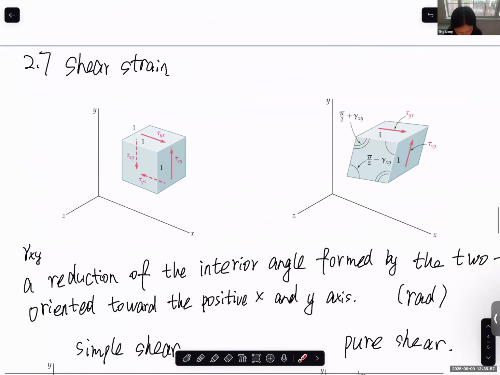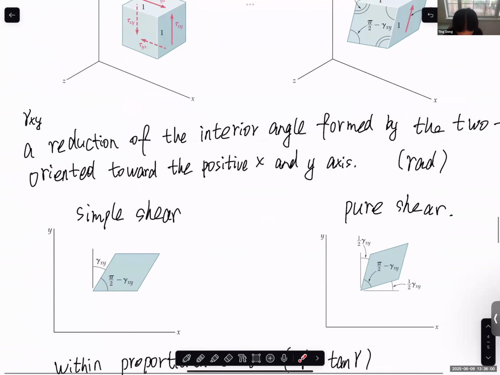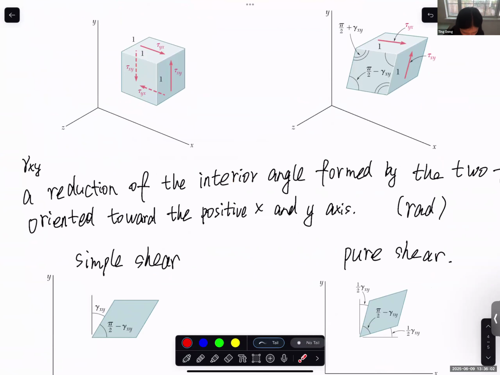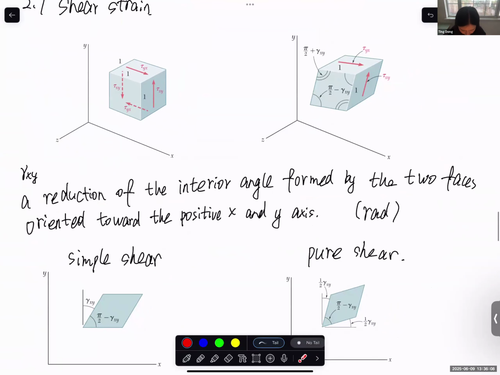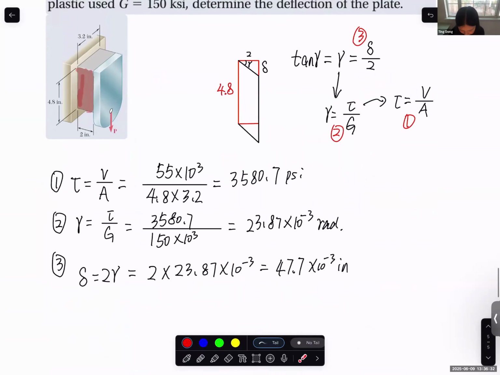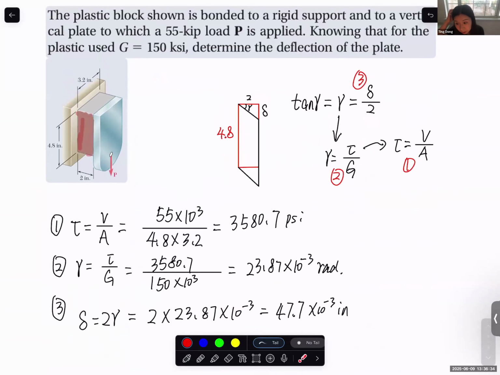Let's go back to the conceptual part we talked about in this section. Gamma is the reduction of the interior angle formed by two faces that were originally perpendicular. So originally this is 90 degrees. After shear force is applied, there's a reduction angle. Let's say this angle or this angle. So it's originally 90 degrees. After shear force is applied, there's a reduction angle. And this reduction angle is the definition of shear strain. Clear? Any other question?